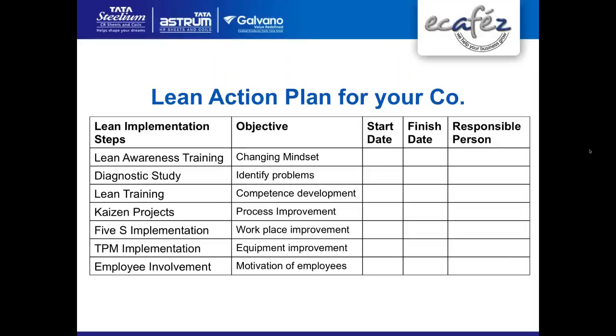Then the lean training. Once the problems are identified, the project team should be formed and trained. Again, you need a start and finish date, and a person to coordinate. Then the Kaizen projects, various projects: when they should start, when they should finish, and the persons responsible. 5S implementation, TPM implementation, employee involvement. These are the areas which must be addressed, and there has to be a beginning and end for each task, and a person responsible. This way, a practical action plan has to be made and put into practice for bringing change in your company.